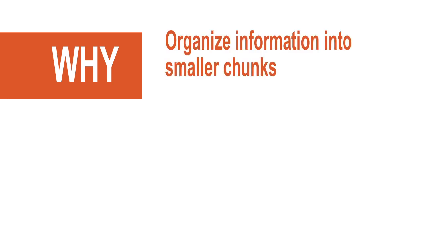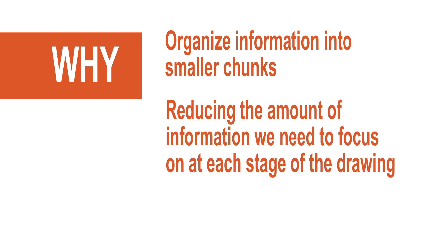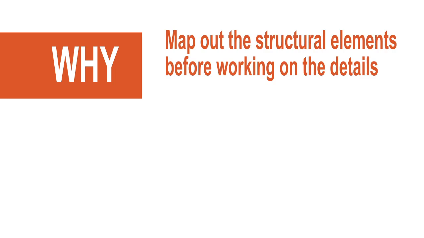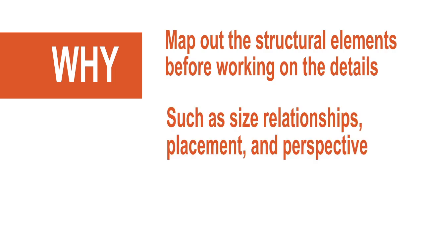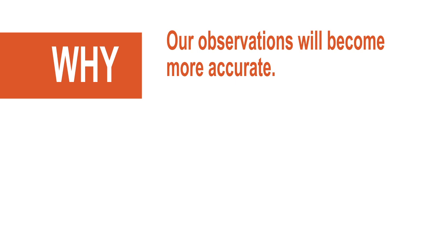So why do we use the forms as part of our drawing process? One reason why we use this technique is that it allows us to organize the visual information into smaller chunks. This reduces the amount of information we need to focus on at each stage of the drawing. This means we can map out key structural elements before we begin working on the details. And as such, we become more accurate in our observations and produce more accurate drawings. This will save us time as we won't have to make as many adjustments or corrections to the drawings.